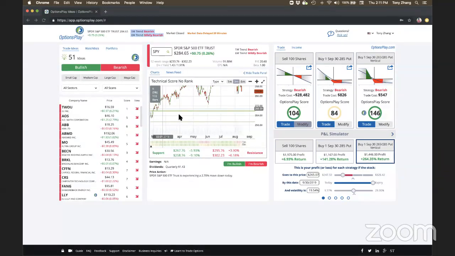Is it called a debit spread because there's a net debit to your account? Absolutely. That's exactly why they're called debit spreads.